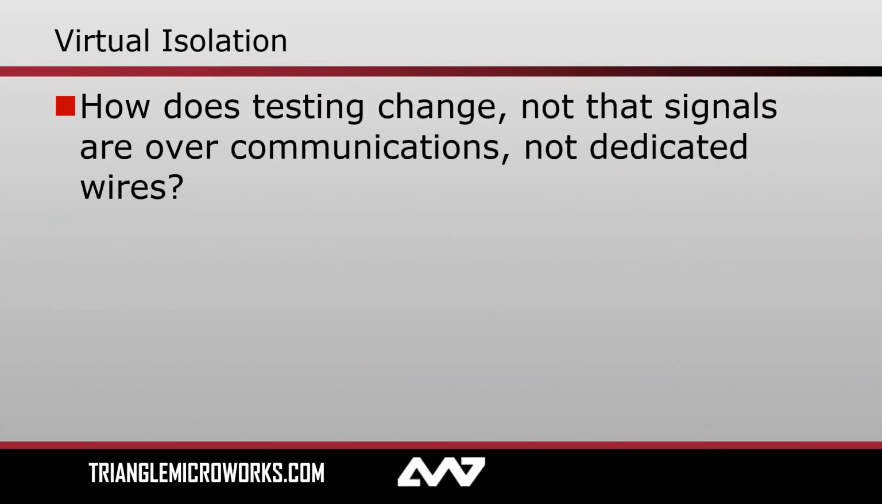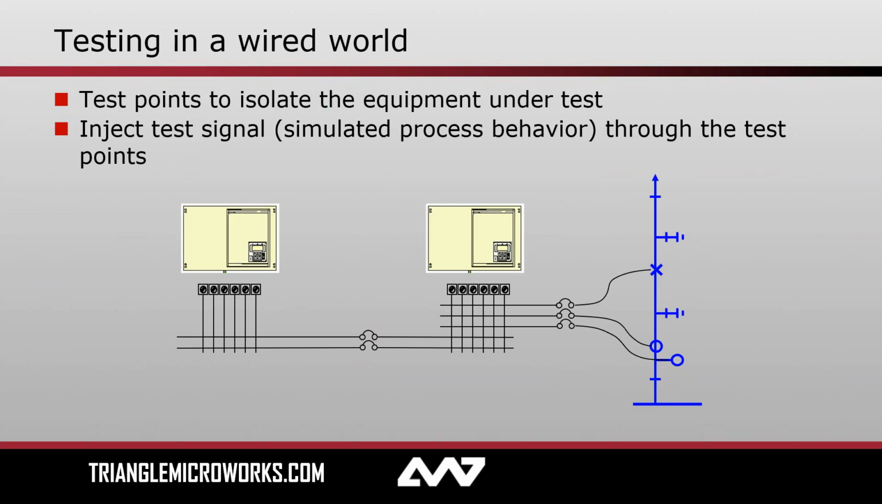So virtual isolation, the question that virtual isolation seeks to answer is, how does testing change now that signals are being passed over communications and we don't have a dedicated wire for each signal? When we had a dedicated wire for each signal, we could open a fuse, disconnecting maybe a binary signal, on or off, that was being passed over a dedicated wire, or where we would typically inject analog voltages.